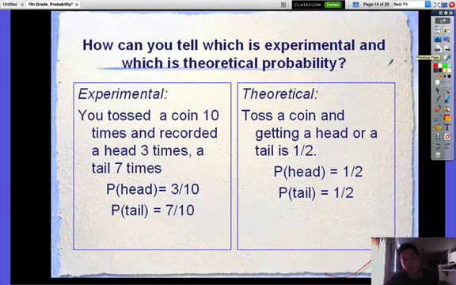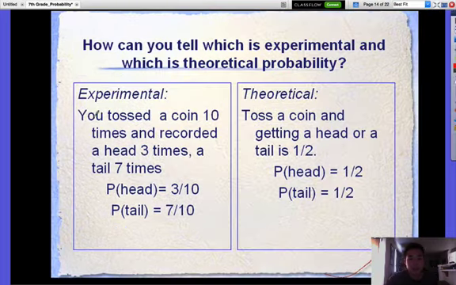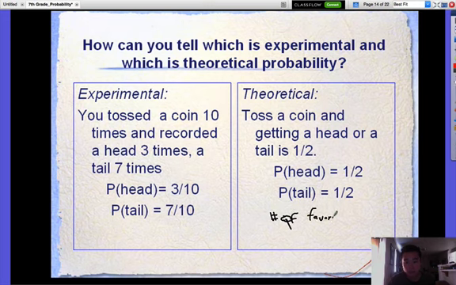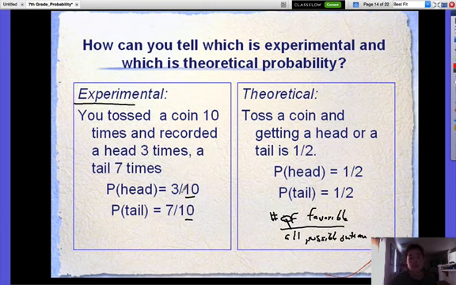So that's the only difference between theoretical and experimental. How can you tell the difference? Well, experimental, you toss a coin 10 times and record the results. Theoretical, you don't actually try it. Theoretical is always going to be the number of favorable over all possible outcomes. While experimental, you actually try 10 times and you record what you have, and then you can predict your next event from there. Okay?